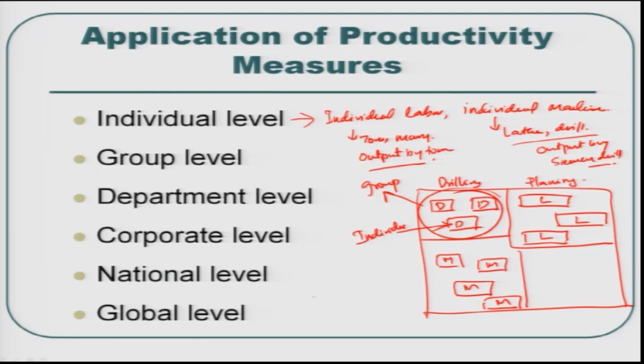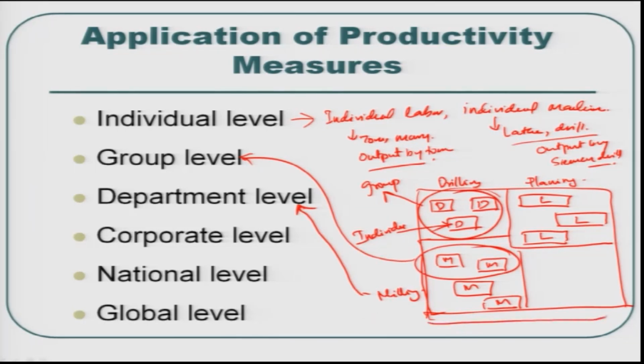Let's think about this as the group. This is a better way to demonstrate a group. So this is the group level productivity. In the same way, if we want to do the productivity of the milling department, then this is the department level. And if you want to think about this entire factory, okay, let's call this the factory. Then this is the corporate or the organization level. This is also called the organizational level.